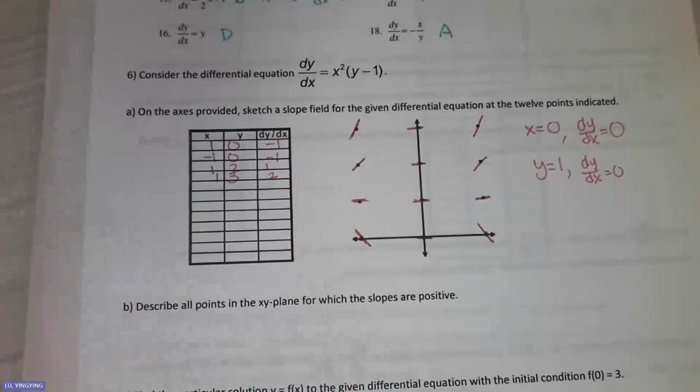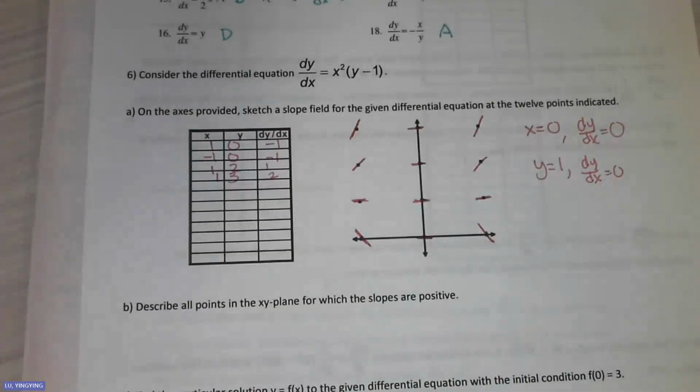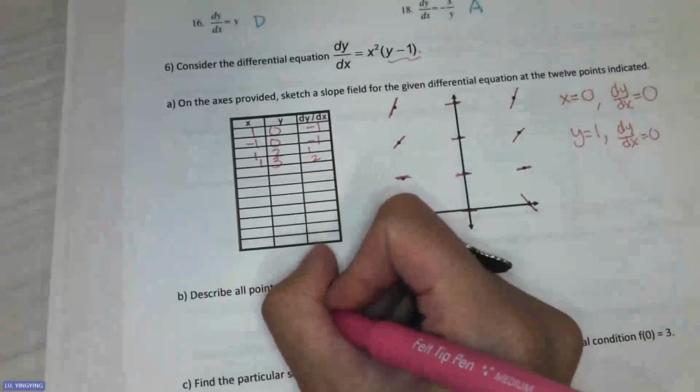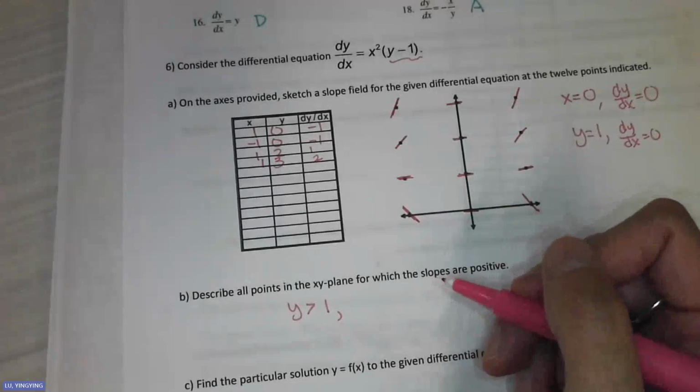Now we're going to answer some questions related to this free response. Part B: describe all the points in the xy-plane at which the slopes are positive. Where are the slopes positive? Where? Like all the points. We cannot just provide one at a time. Yes. Every time y is greater than 1. What else? There's another condition.